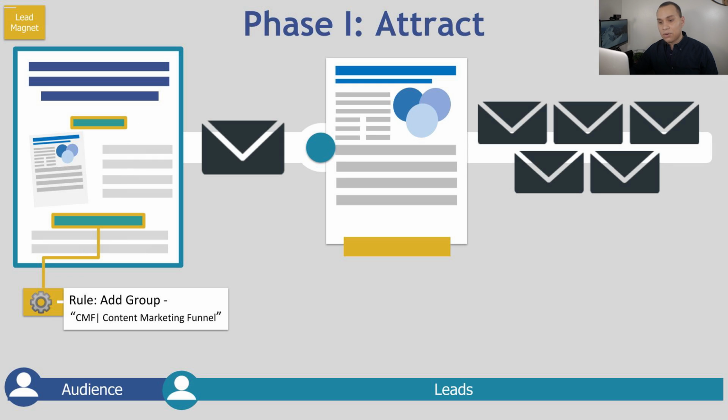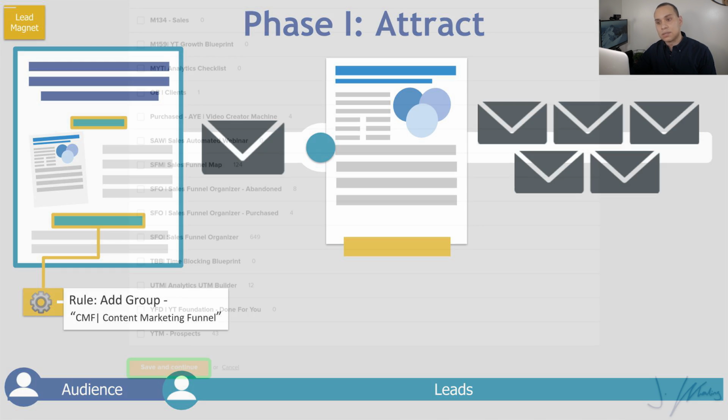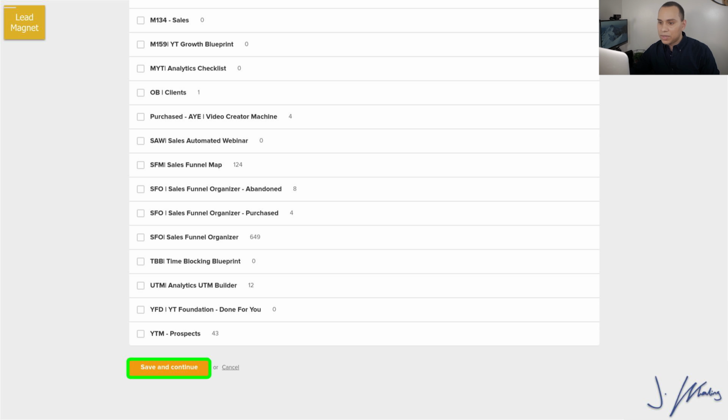And going back to our diagram here, we've created our first rule. This isn't super important right now, but just keep it in the back of your mind that we've created our first rule for our email automation. So let's go back over to MailerLite. We'll go ahead and save and continue.